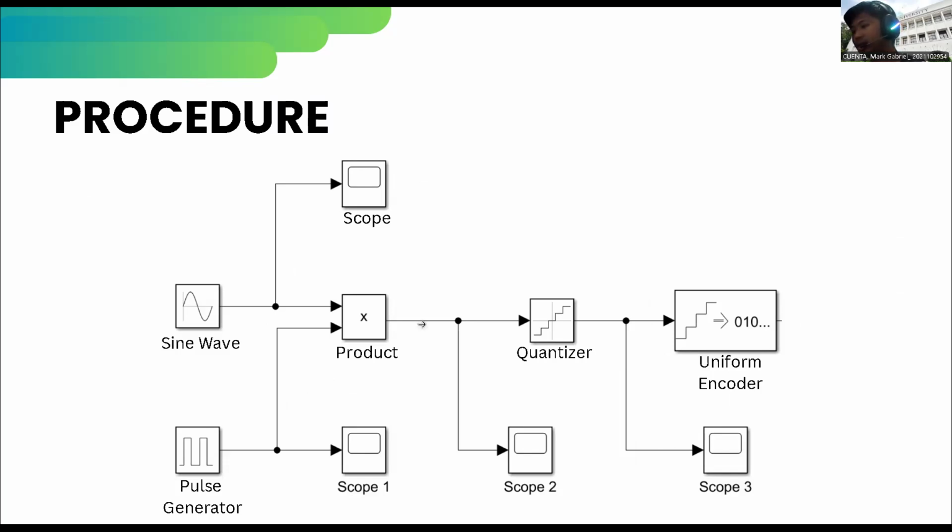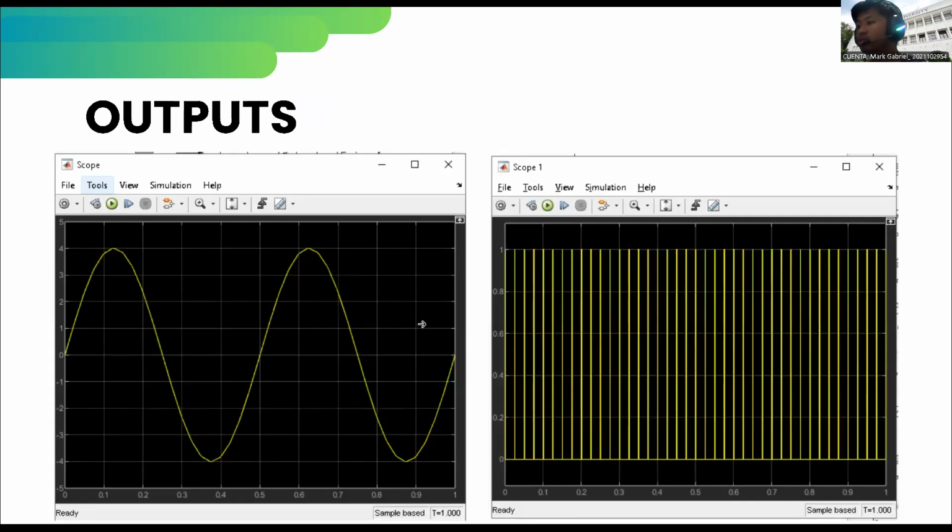The output shown in the scope represents each stage of the PCM process. We can observe how the original analog signal changes as it is sampled, quantized, and encoded. Each stage clearly shows the transformation from a smooth waveform into a discrete-time signal or digital signal, as you can see here.